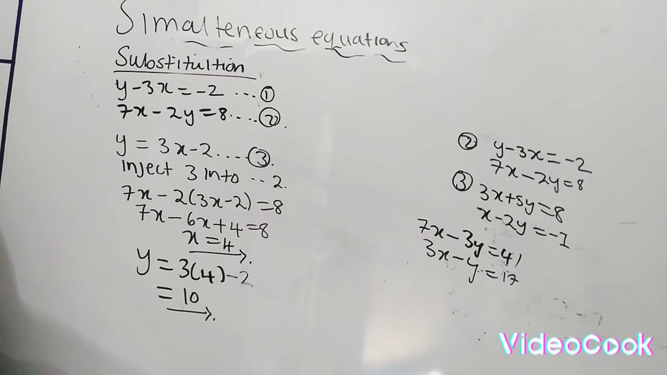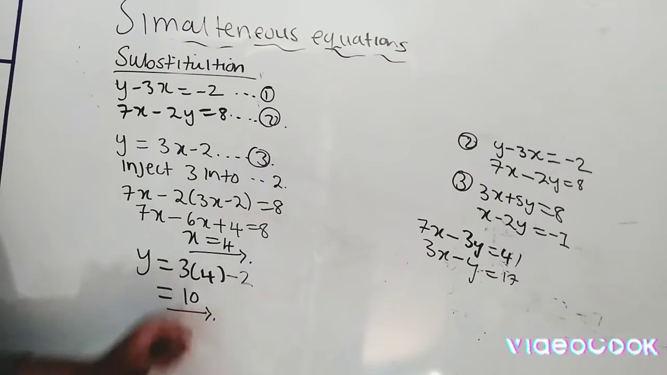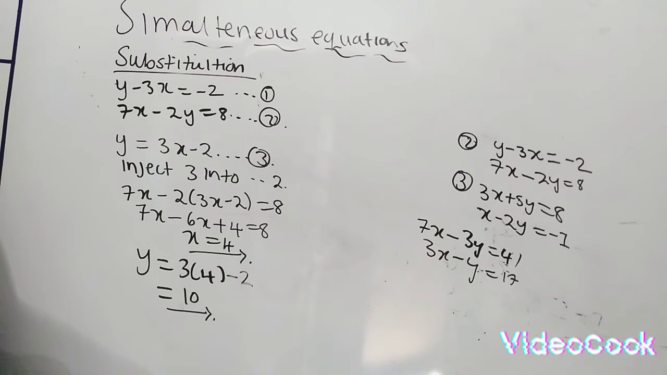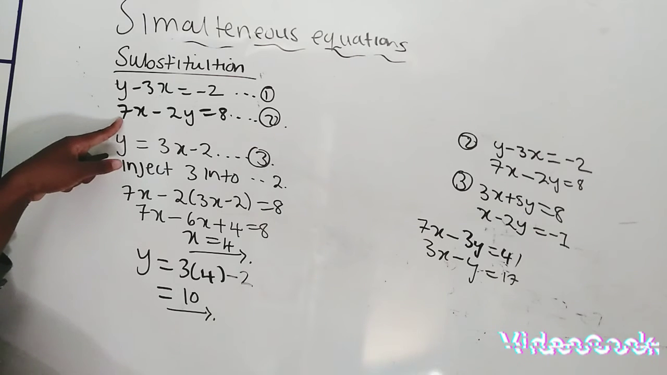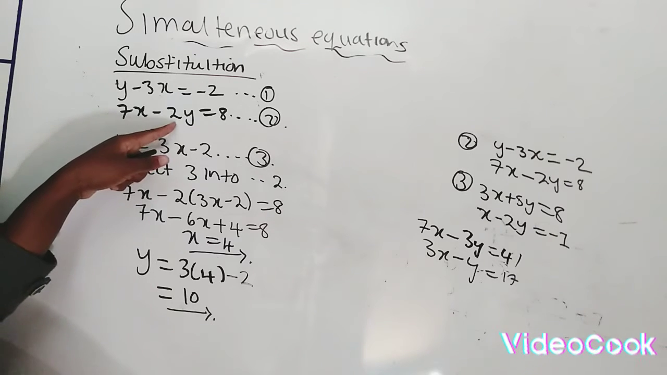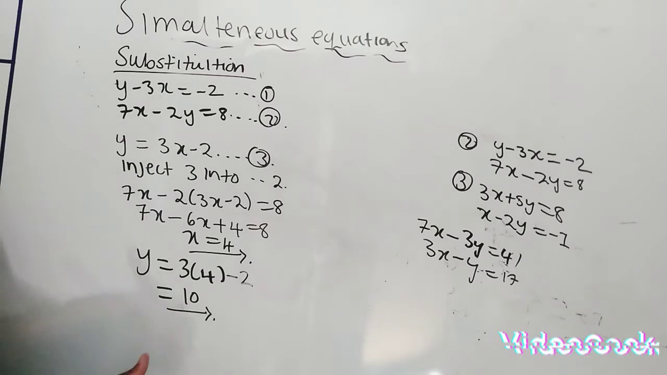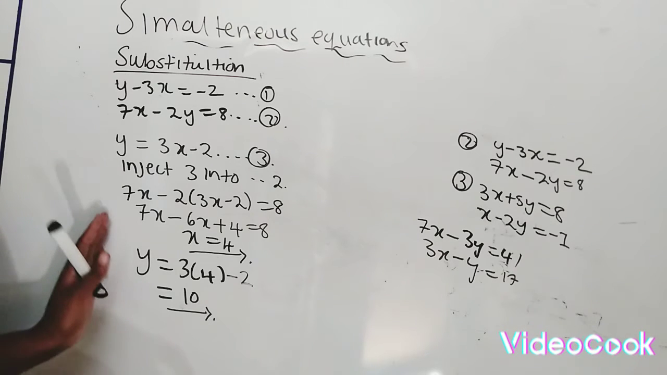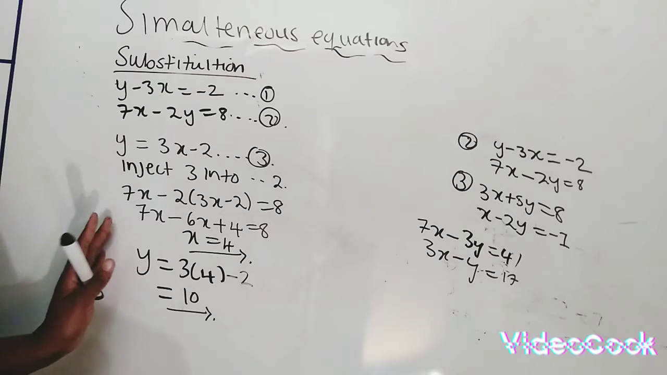With that being said, let's check using equation 1. If I say 10 minus 3 times 4, 10 minus 3 times 4 is 10 minus 12, I'll get negative 2. What about 7 times 4 is 28. 28 minus 20, I'll get 8. So it means our values for x and y, they are correct. That was for our second example.